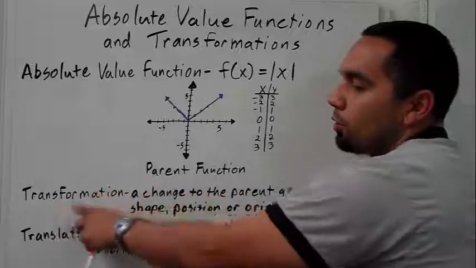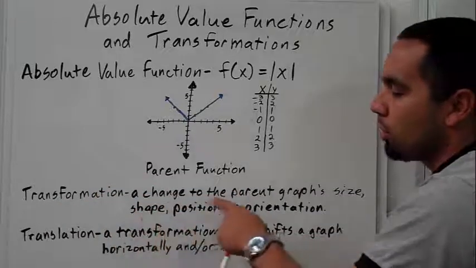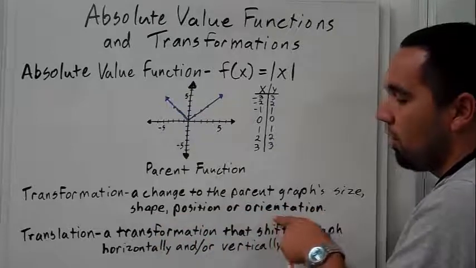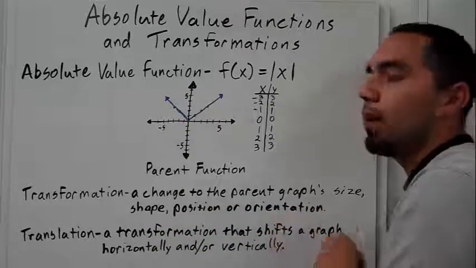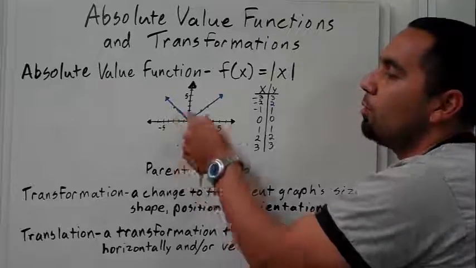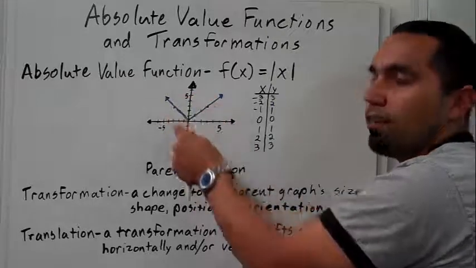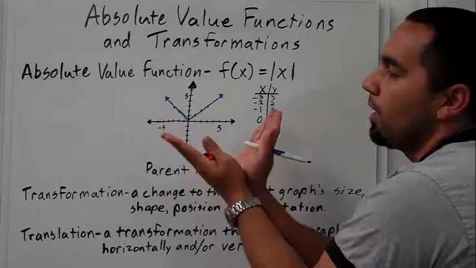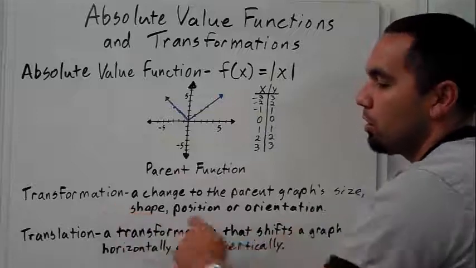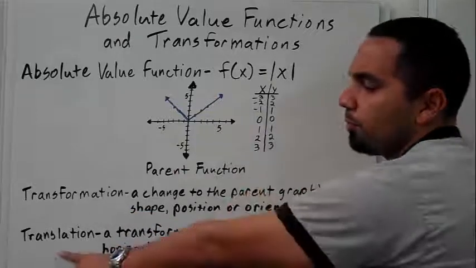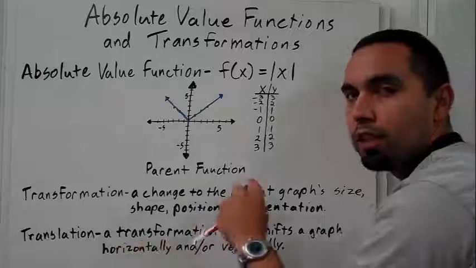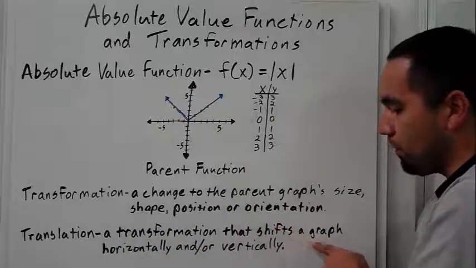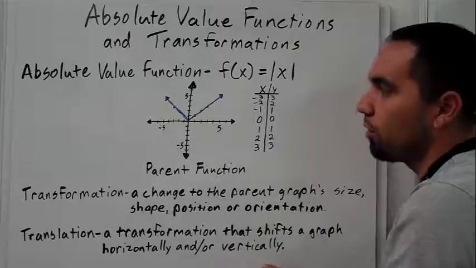So we have what are called transformations. And a transformation is simply a change to the parent graph's size, shape, position, or orientation. The way this gets difficult is that we start moving or shifting this graph as well as changing how far apart these lines make a V. But of the transformations, we have translation, and that's what we're going to be dealing with for this lesson. A translation is simply a transformation that shifts a graph horizontally and or vertically.